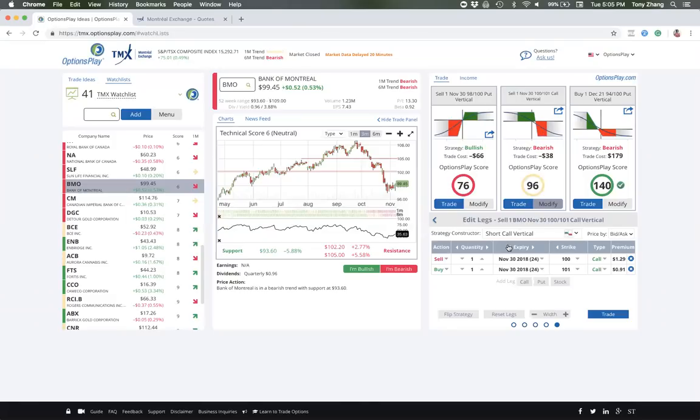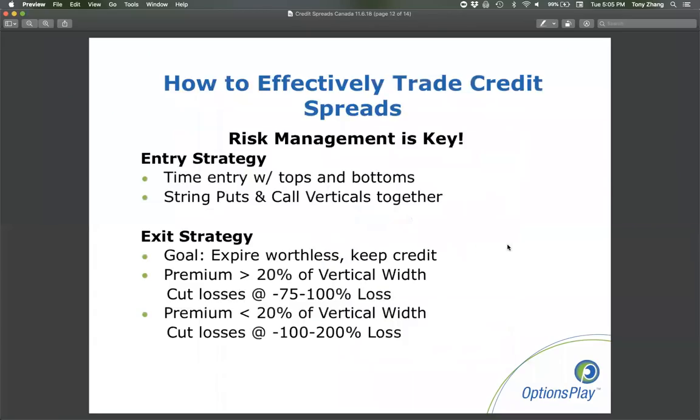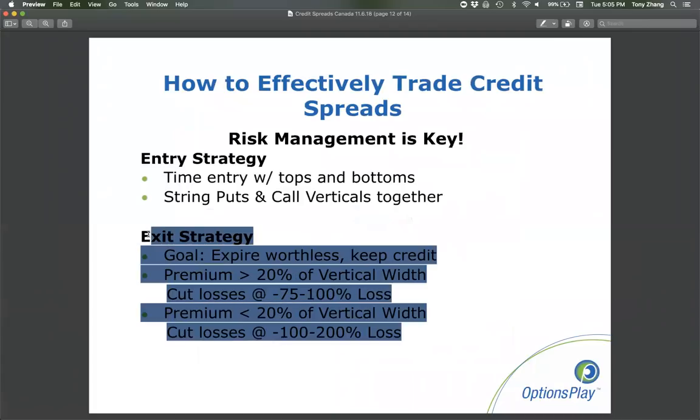There's another question here. For the income trade, maybe I missed a point. Are they managed by Options Play? So we do not manage the positions for you. That's why we created the slide here to help you understand how to manage your positions. You have to manage your own trades.